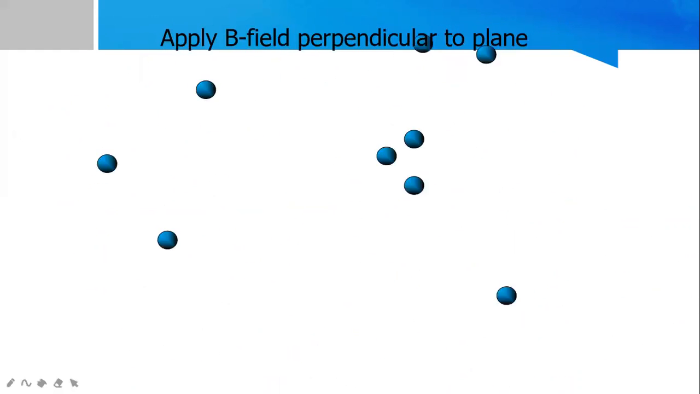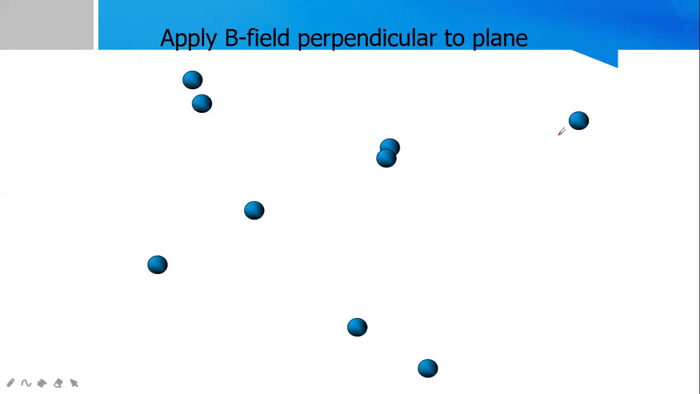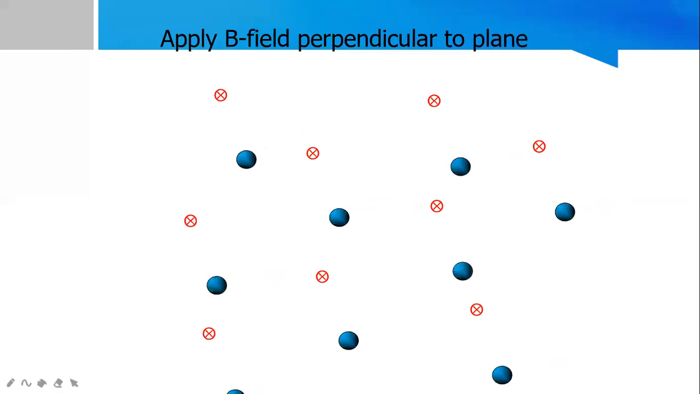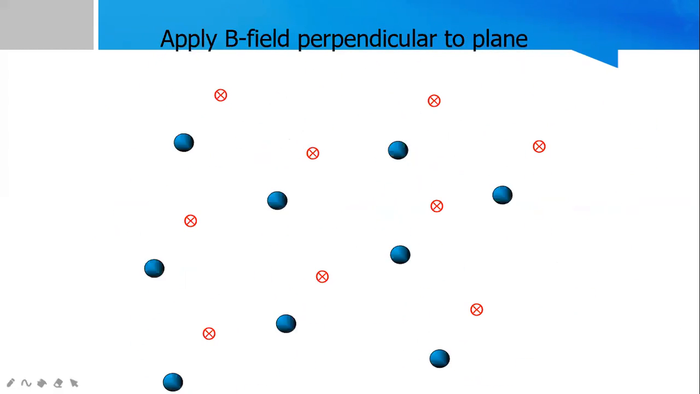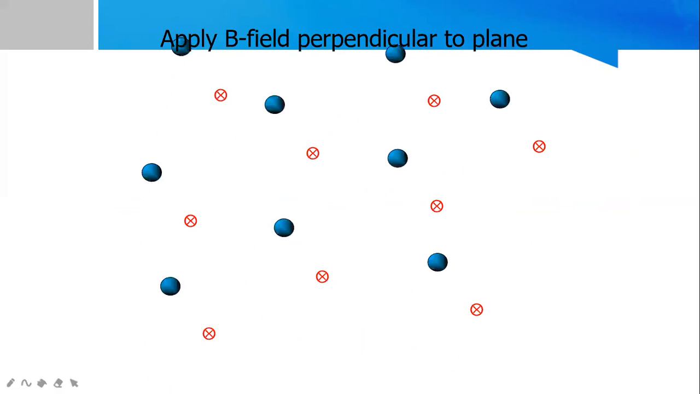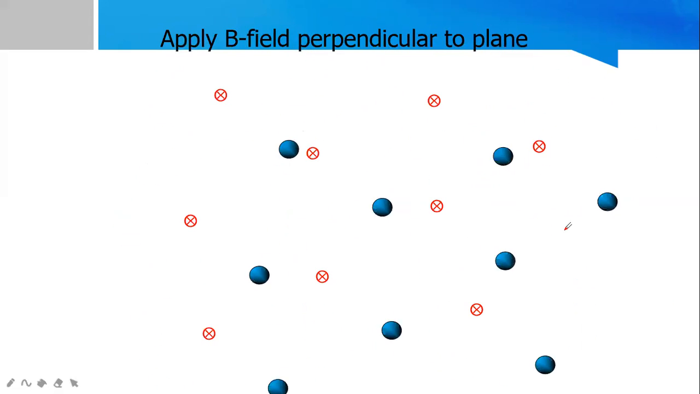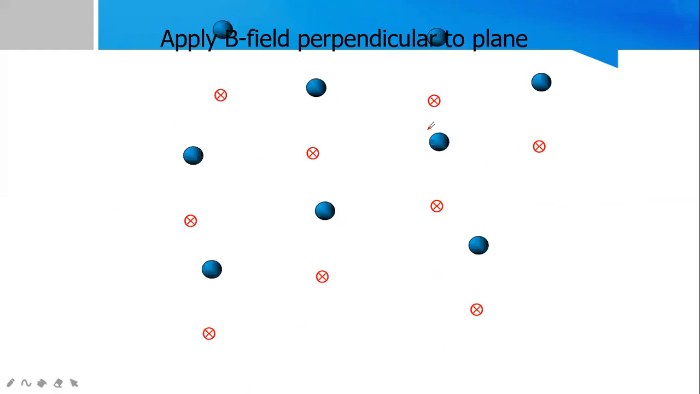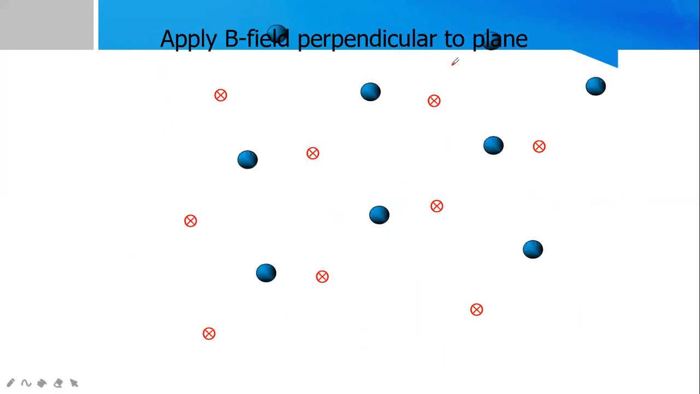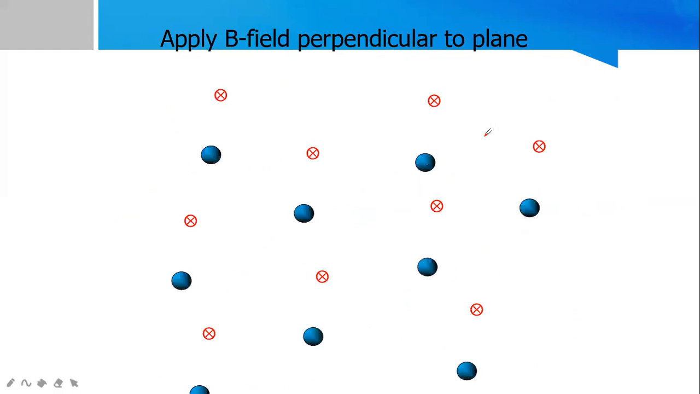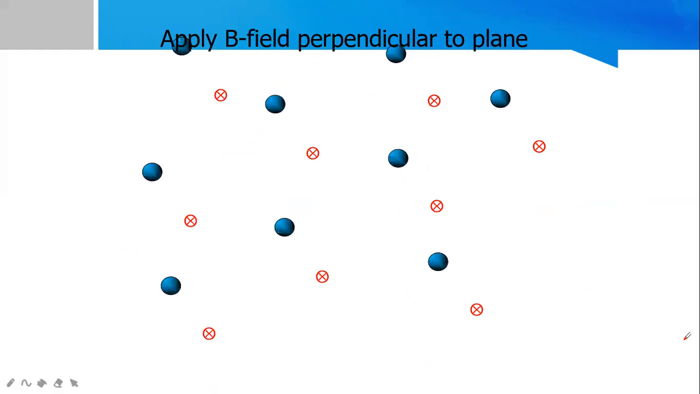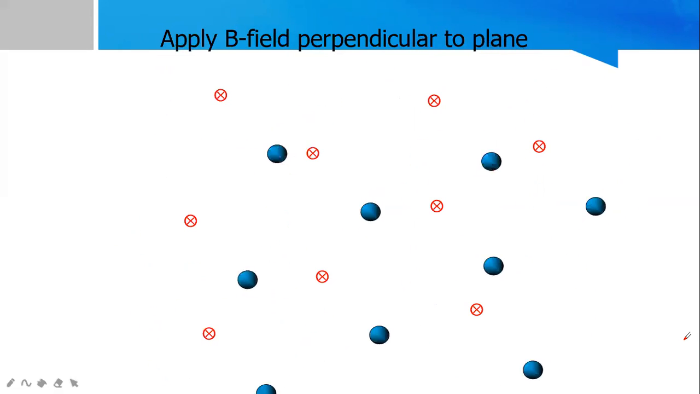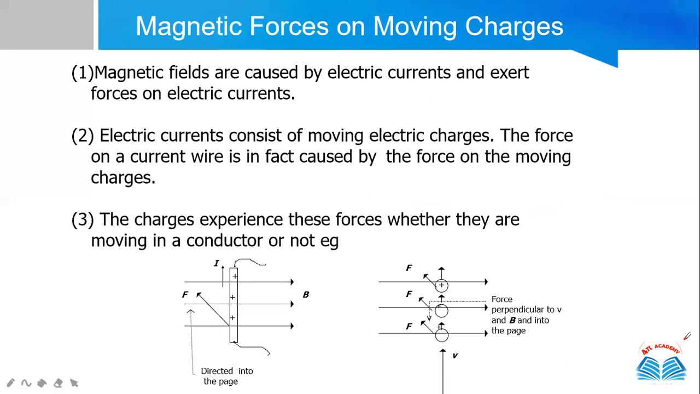But if we suddenly apply a magnetic field perpendicular to the plane, then the protons or the electrons will move like this. You can see this. These crosses are the magnetic field, and cross means into the plane, so that means perpendicular to the plane. And these blue balls moving circularly are your electrons. So this is the effect of a magnetic field on any moving charges.